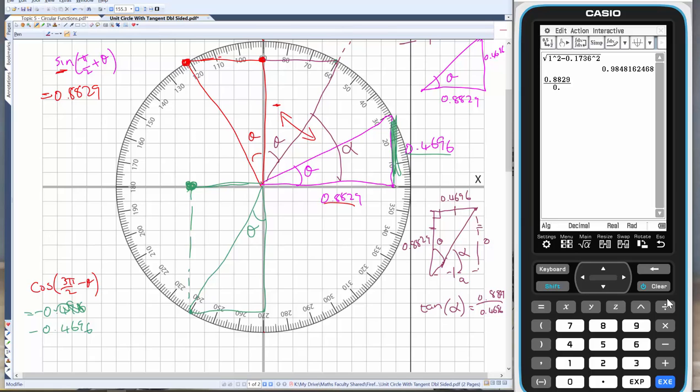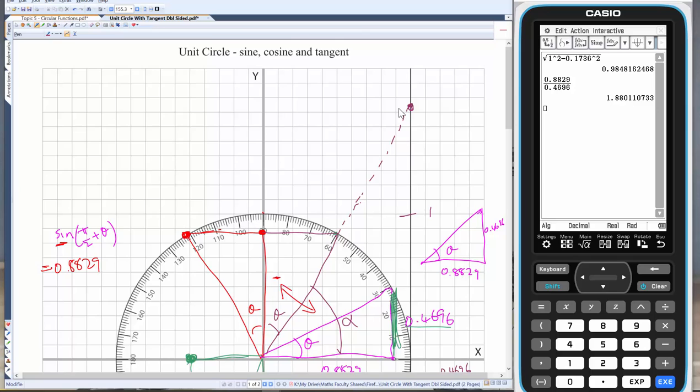0.8829 over 0.4696. So tan alpha equals 1.880, which seems reasonable, okay, somewhere up there.